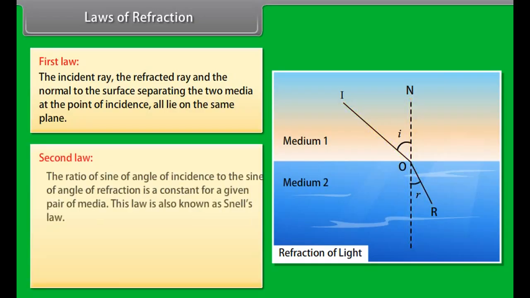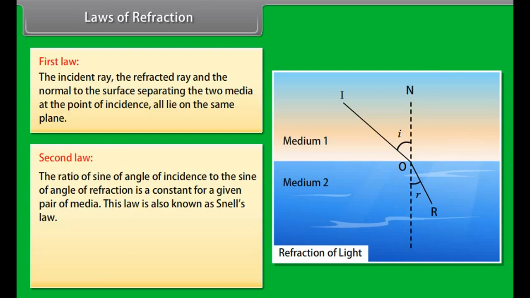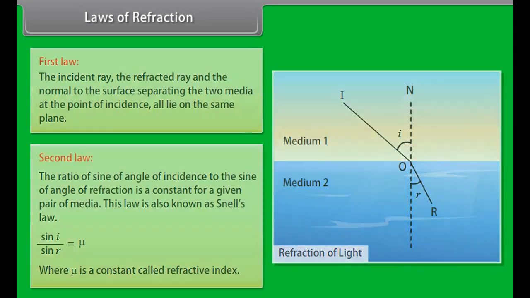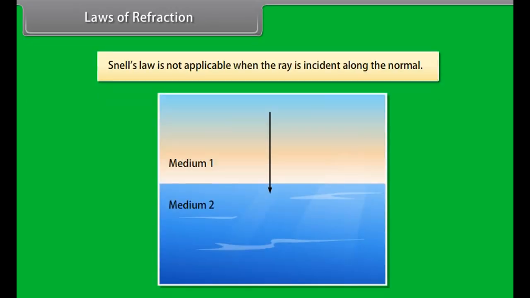Second law: the ratio of the sine of the angle of incidence to the sine of the angle of refraction is a constant for a given pair of media. This law is also known as Snell's law. Sin i upon sin r is equal to mu, where mu is a constant called the refractive index. Snell's law is not applicable when the ray is incident along the normal.